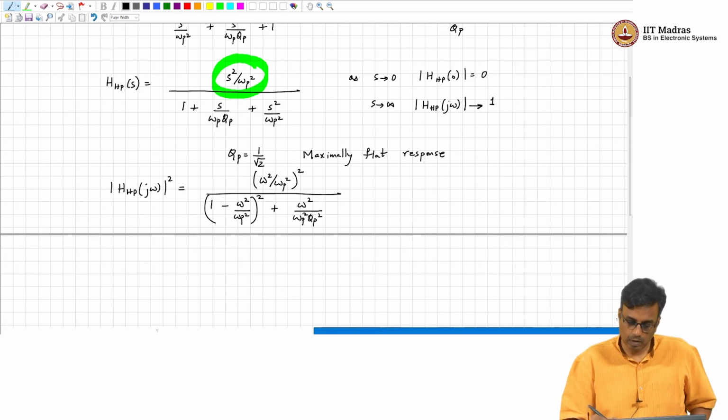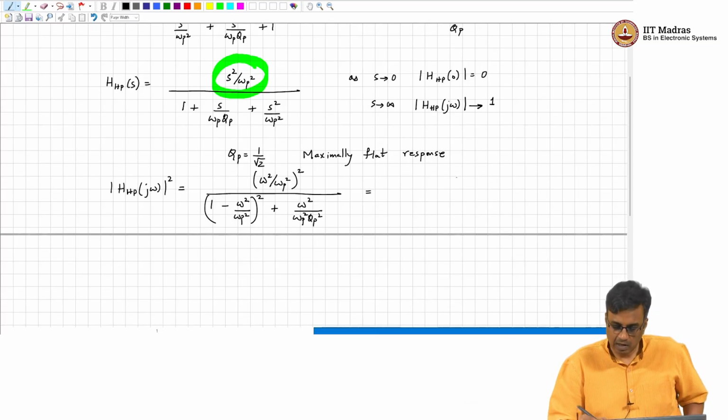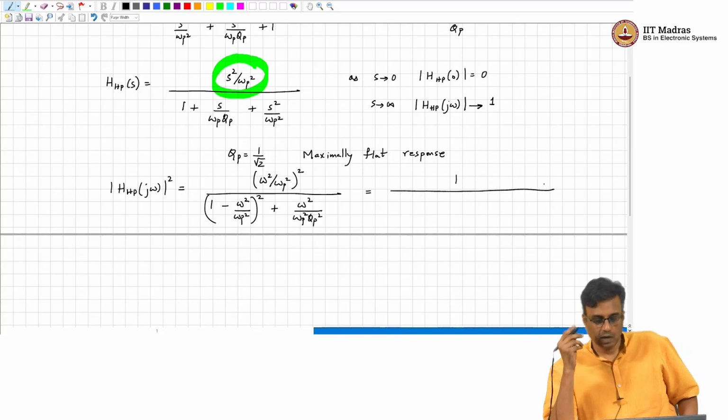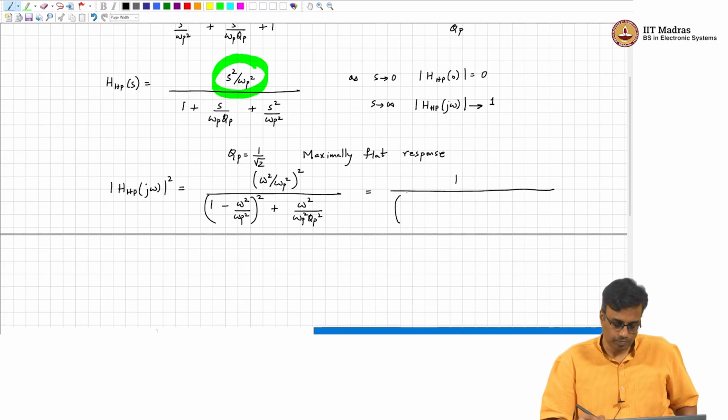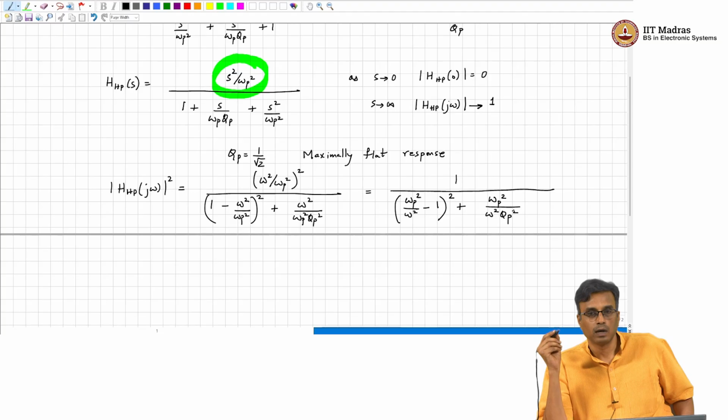Now, I will multiply the numerator and denominator by omega p to the power 4 by omega to the power 4, and then what will I get? I will get omega p square by omega square over the whole square of omega p square by omega square minus 1, plus omega p square by omega square times Qp square. Okay.